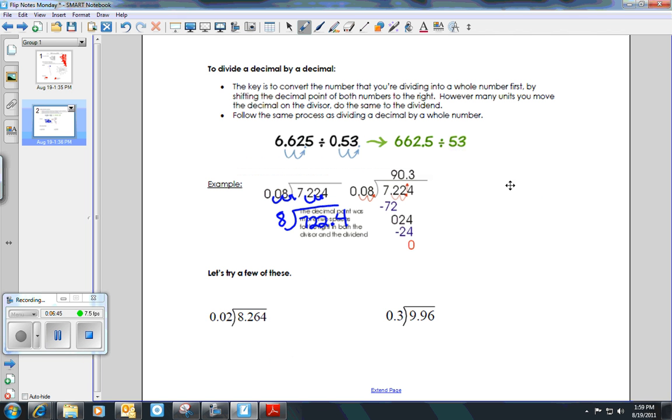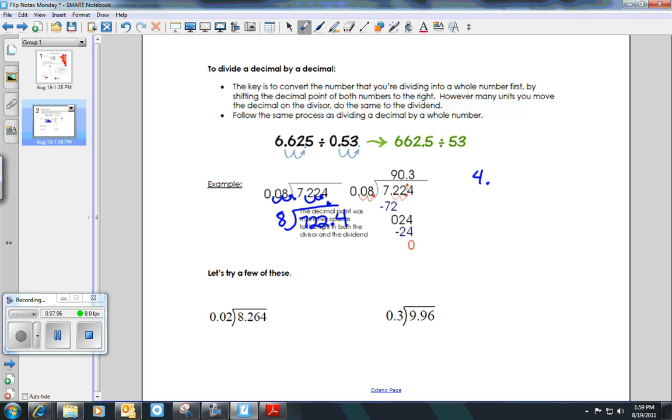Okay, so another example. Once you have that done, you can go ahead and divide out, put your decimal point straight up, as they did right here, and then go ahead and divide, and you get 90 and 3/10.